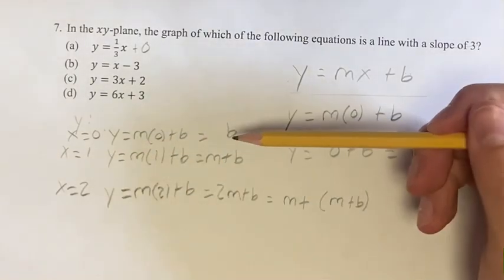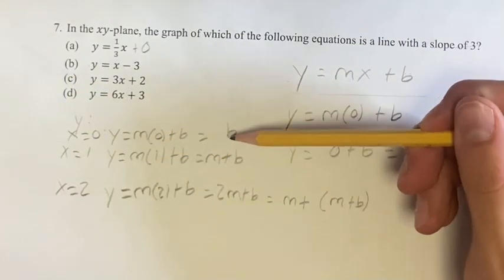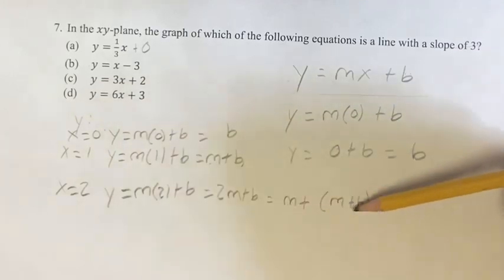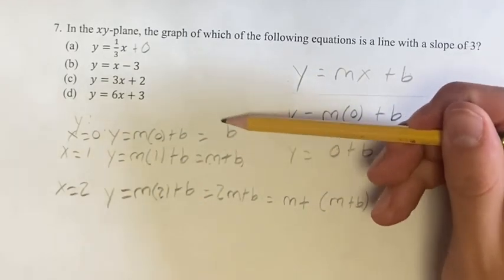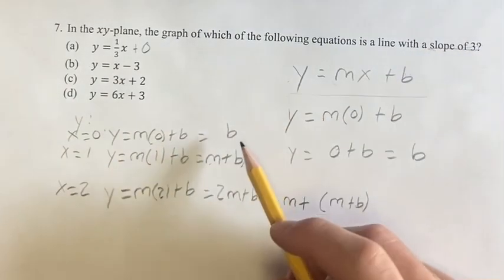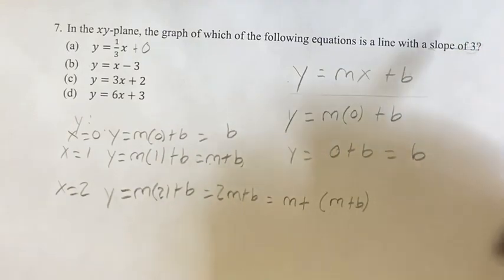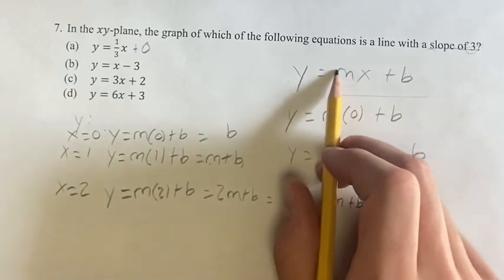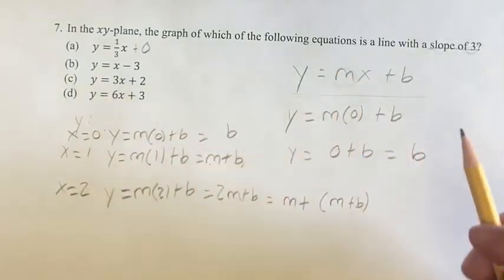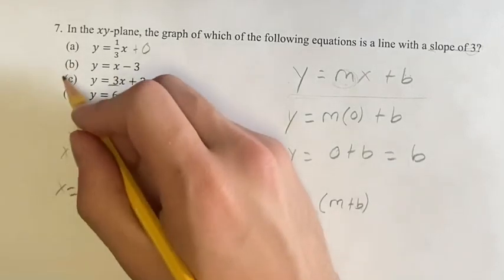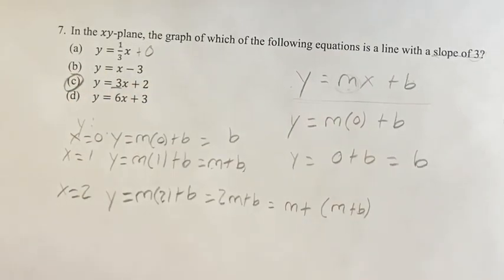So you notice every time we add 1 to x, we get another m. So you go from b to m plus b, to 2m plus b. So from 0 m's to 1 m to 2 m's, that's the rate of change. So when we're saying our rate of change, our slope, is 3, we are just looking, when we're in slope-intercept form, for when that m value is going to be equal to 3, and then you just have to look through and say, okay, C is the only one with that option, and that's going to be your final answer.